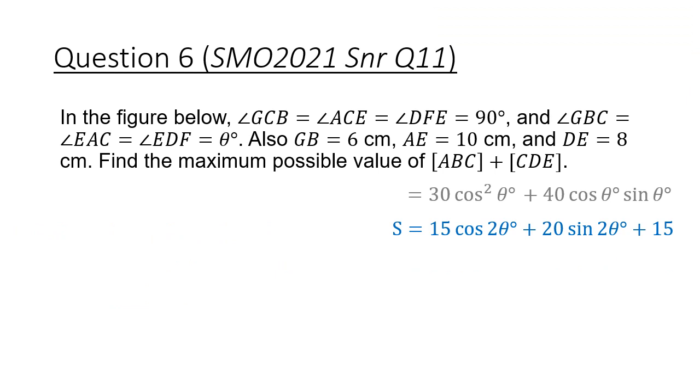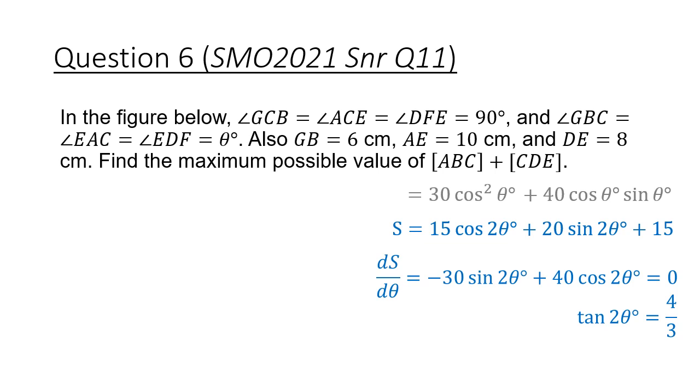Alternatively, we can also apply calculus. So to find the maximum area, we just differentiate S with respect to theta. dS/d theta will give us -30 sine 2 theta plus 40 cos 2 theta. To find the maxima, we'll set dS/d theta equal to 0. Then we'll solve this and we'll get tangent theta equals 4 over 3.